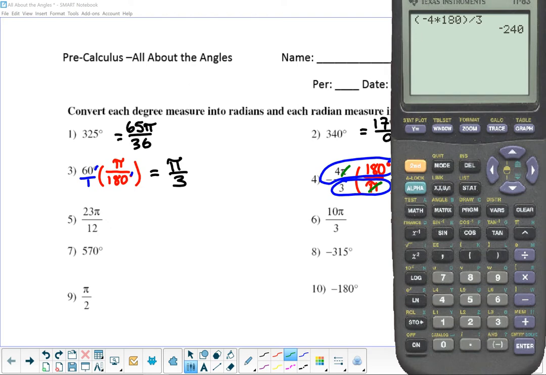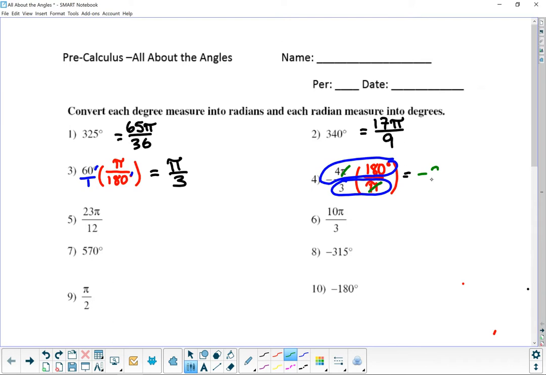And that already is in degrees, because remember, the 180 is degrees. So I get negative 240 degrees.